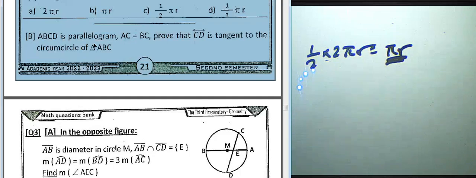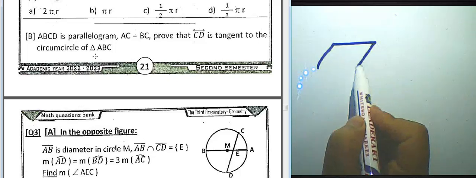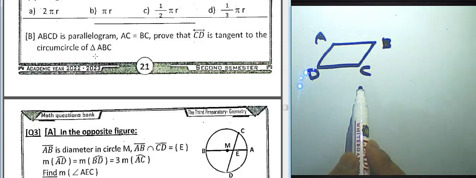Question B. ABCD is a parallelogram, EC equals BC, and prove that CD is tangent to the circumference of the circle. You can do here: A, B, C, D is a parallelogram, and EC is parallel to BC.